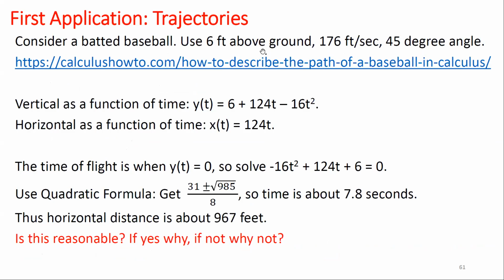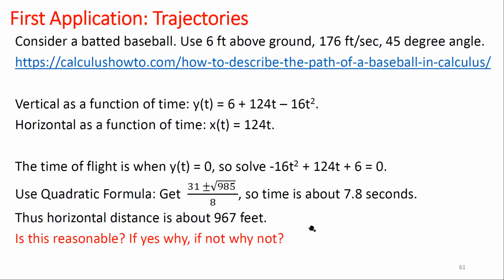So let's say the ball is hit at 176 feet per second at a 45-degree angle, and it's hit 6 feet above ground. We can write down our vertical function as a function of time, and a horizontal function as a function of time. The time of flight, as you said correctly, happens when the vertical height is 0. So we need to solve negative 16t squared plus 124t plus 6 equals 0. We use our quadratic formula, and when the dust settles and you simplify some of the algebra, you get the following.